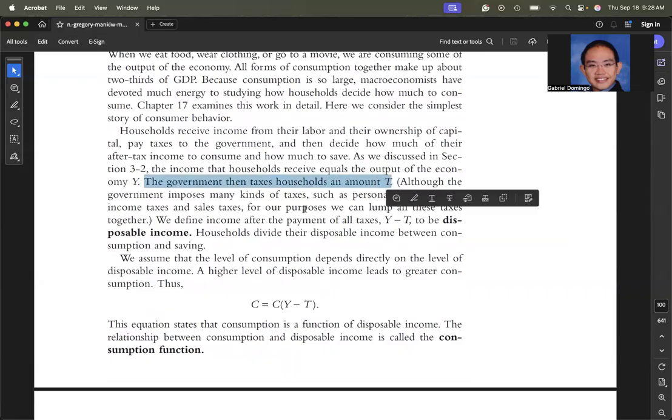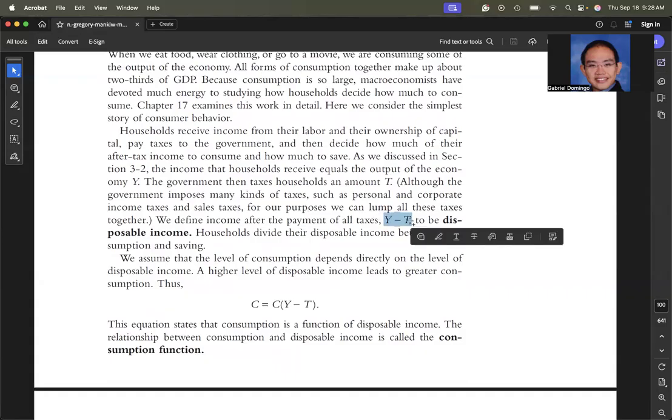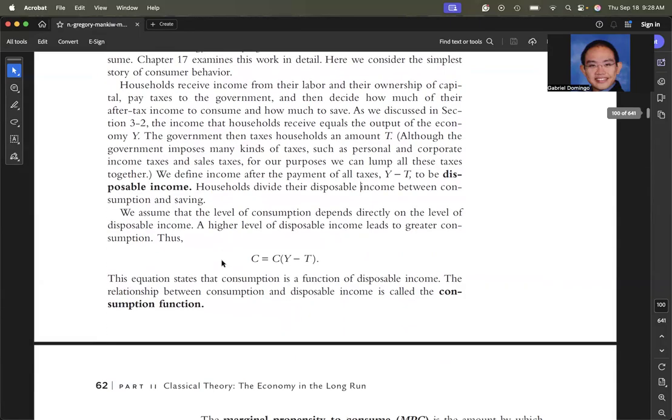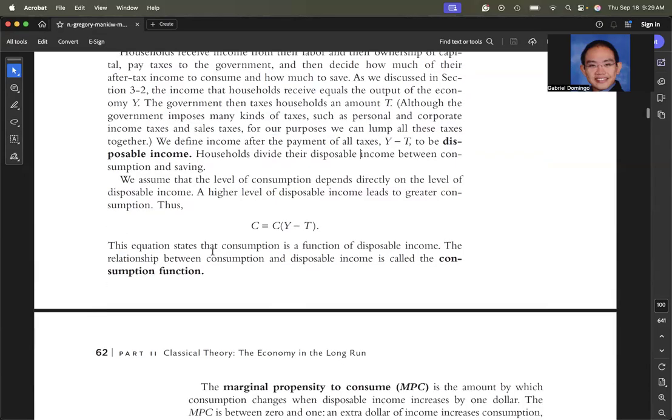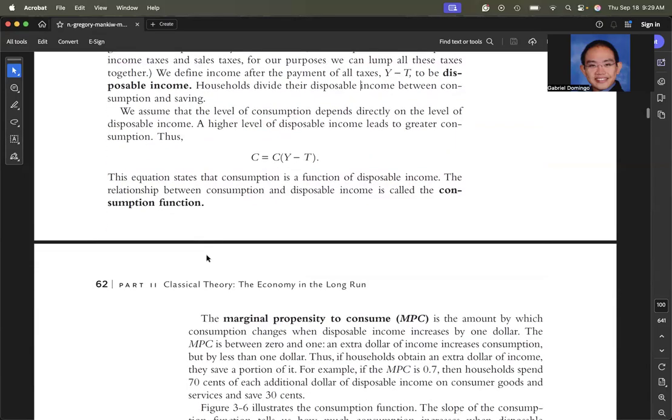The government then taxes households an amount T. Now, this variable, Y minus T, is called disposable income. So households divide their disposable income between consumption and saving. We assume that the level of consumption depends directly on the level of disposable income. The higher disposable income leads to greater consumption. And the relationship between consumption and disposable income is called the consumption function.